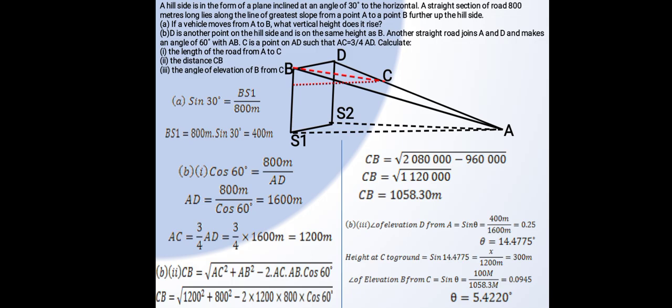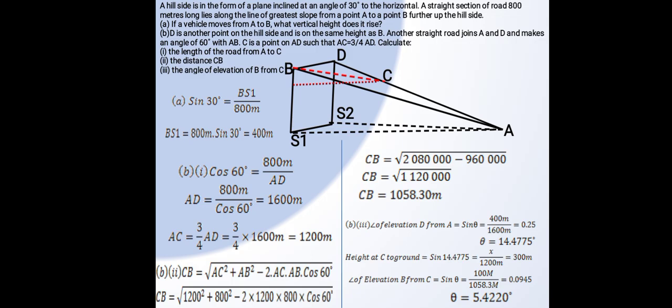Now a hillside in the form of a plane inclined at an angle of 30 degrees to the horizontal. A straight section of the road, 8 meters long, lies along the line of the greatest slope from a point A to a point B further up the hillside. If a vehicle moves from A to B, what vertical height does it rise?